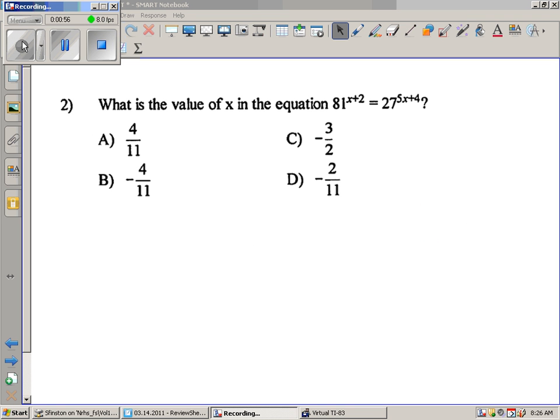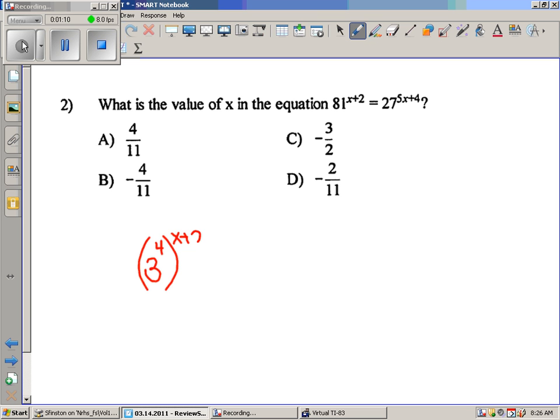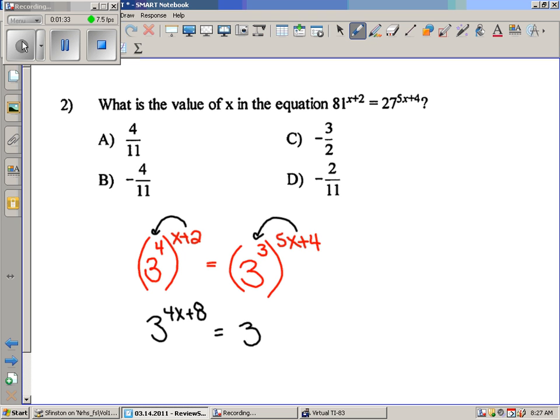Next problem. So these two don't have the same base, so try and give them the same base. Yeah, 81 is 3 to the 4th. That's 3 to the 4th, in parentheses, and then x plus 2 on the outside, equals 3 to the 3rd, times 5x plus 4, raised to the 5x plus 4th power. Then these two drop down inside, so it's going to be 3 to the 4x plus 8 equals 3 to the 15x plus 12.